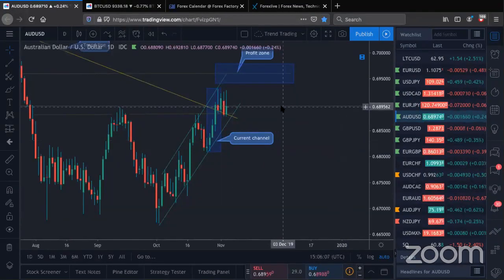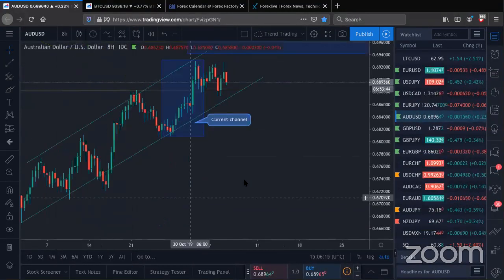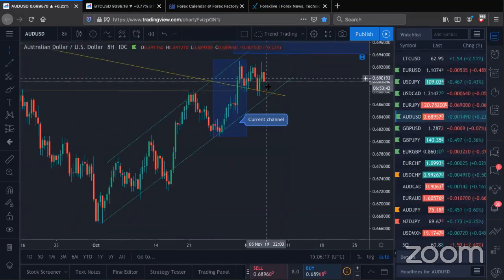But we do see now, since that ISM non-manufacturing numbers came out, this Australian dollar is coming off. If I jump down to the 8-hour time frame, I'm probably going to notice during this last 8 hours, price is coming off.